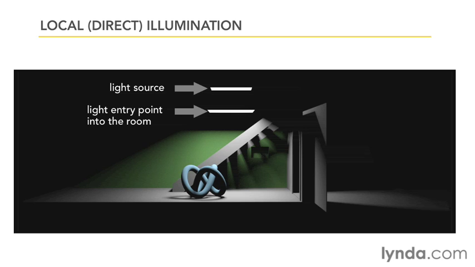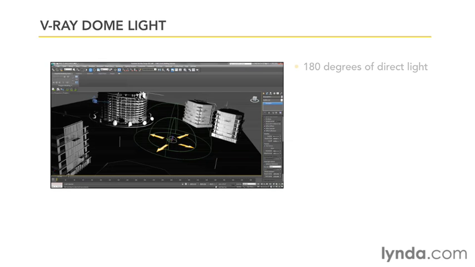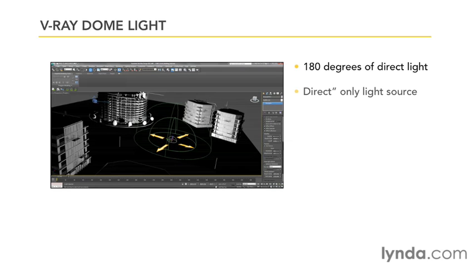This computer graphics illumination is not, of course, how light behaves in the real world. This is why we need GI systems in our renderers. They allow us to simulate the physical reality of light, which in the real world spends a lot of time and a lot of energy bouncing around our environments. Even the V-Ray dome light, although it does give 180 degrees of light, is still a direct only light source.